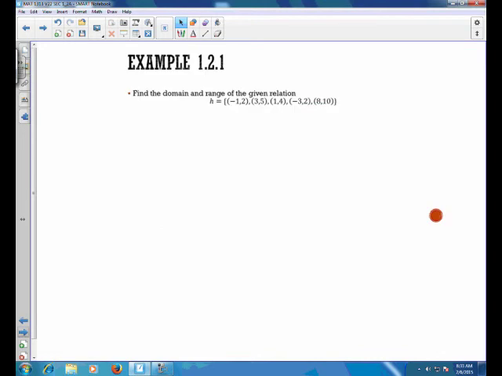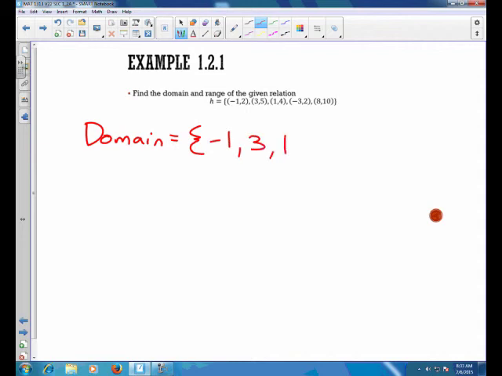And so here we have a relation. It's just a set of ordered pairs. And we want to find the domain and range of the given relation. Well, the domain is just the set of all of the possible x values. All of the possible x values are -1, 3, +1, -3, and 8. That would be our domain for this relation.